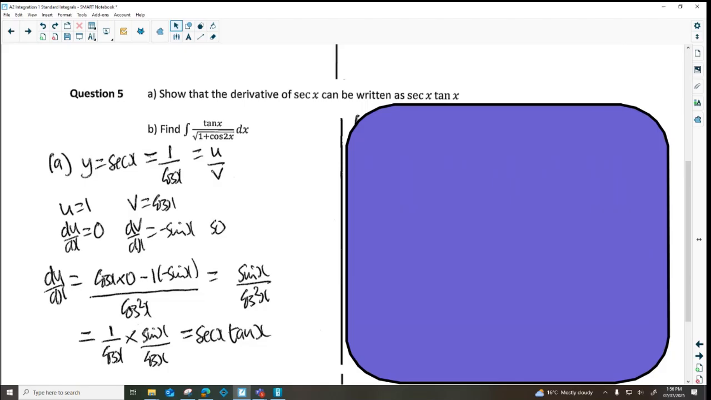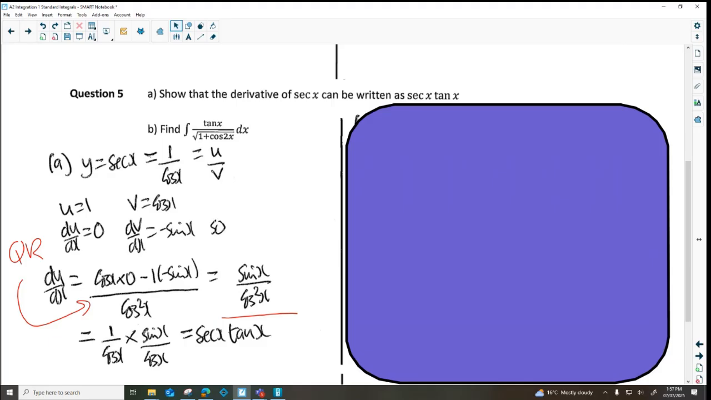So u is 1, which differentiates to give 0. v is cos, which differentiates to give minus sine. So this is what the quotient rule gives you for this. It's cos x times 0, take away 1 times minus sine x, divided by cos squared x, which gives you sine x on the top, because 0 times cos is 0 over cos squared.